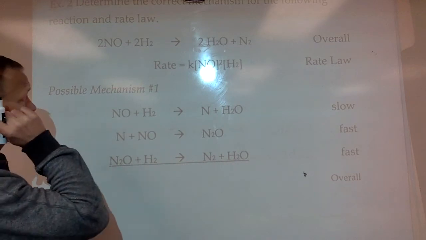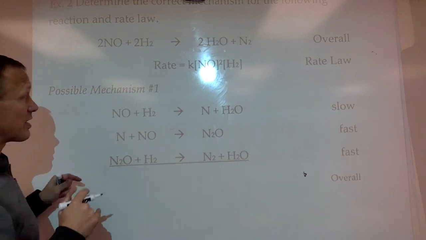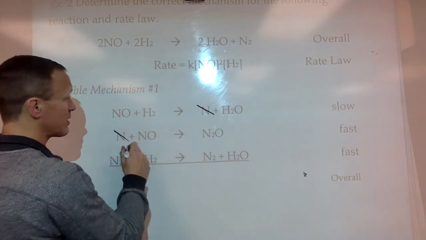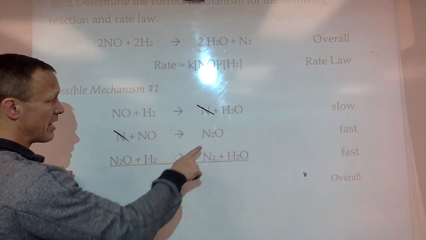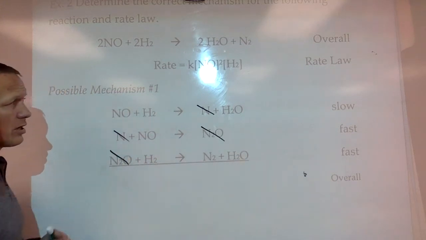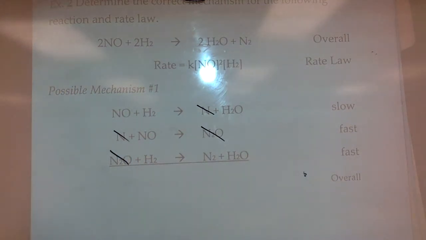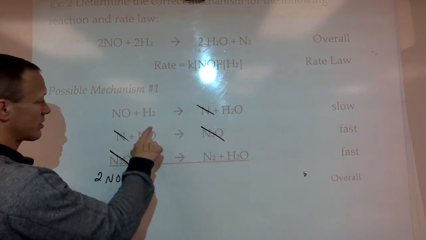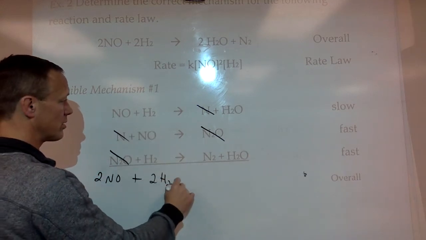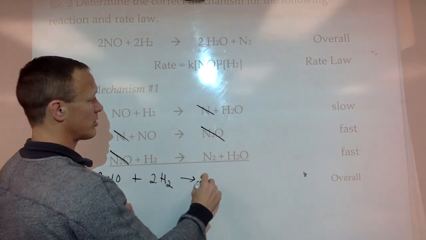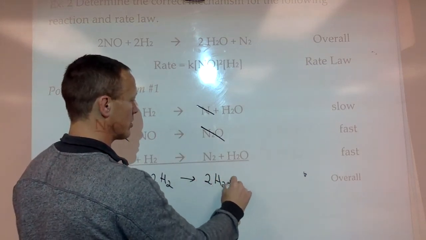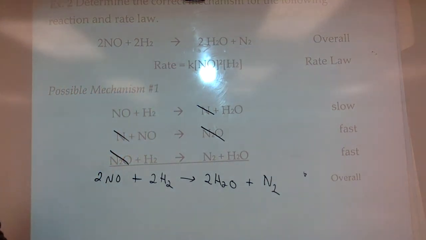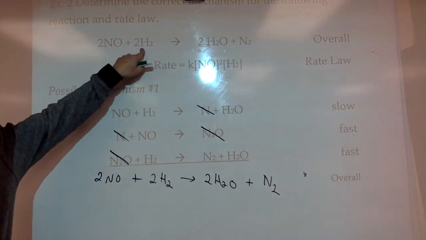So if we look at this, let's get rid of any intermediates and any catalysts if there are any. N is produced, N is used, that's an intermediate. N2O is produced here and used there. So our overall reaction is 2 NO plus 2 H2 forms 2 H2O plus an N2. So this is the correct overall reaction.